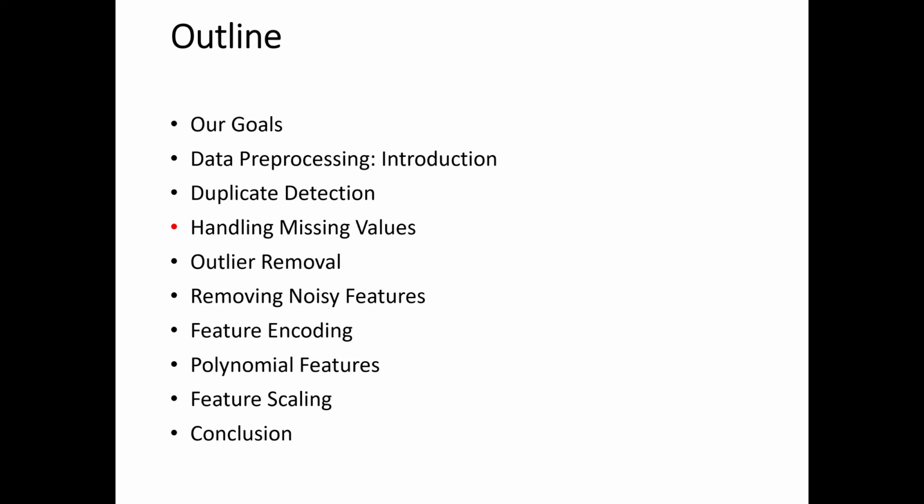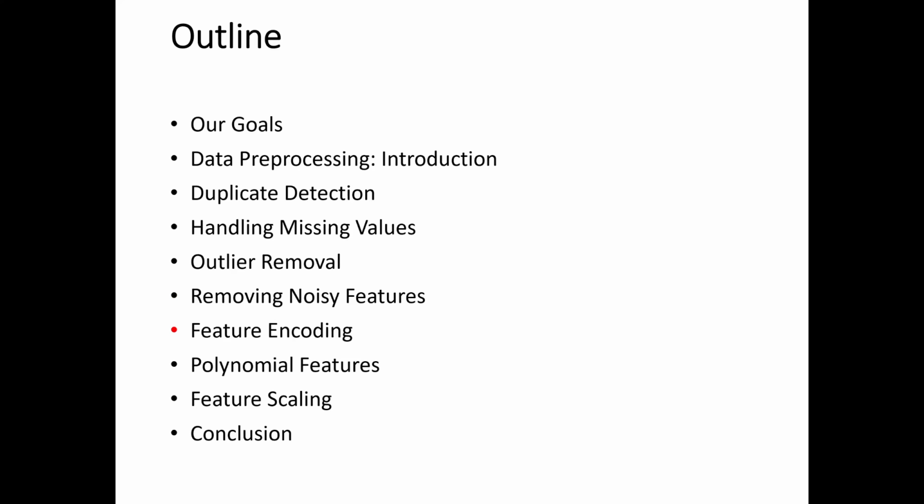After that comes missing values. Sometimes our data just isn't complete, and we'll see a few simple ways to handle this problem. Then we'll move on to outliers, those unusual data points that can affect your results if you ignore them. We'll also talk about noisy features, columns that don't really help and might even hurt our model's performance.